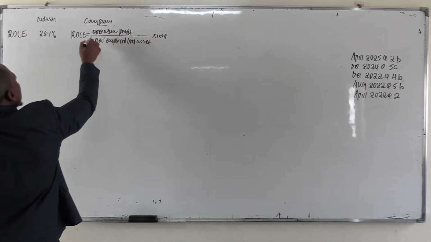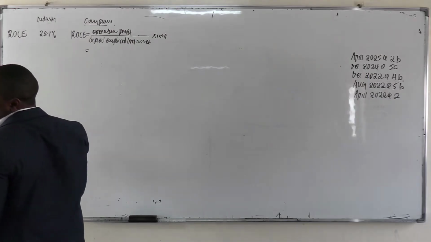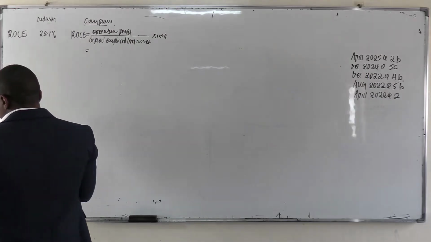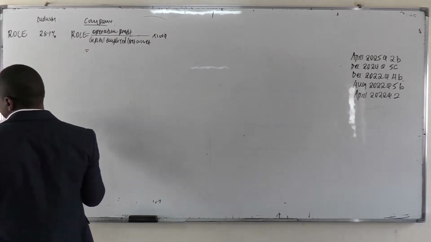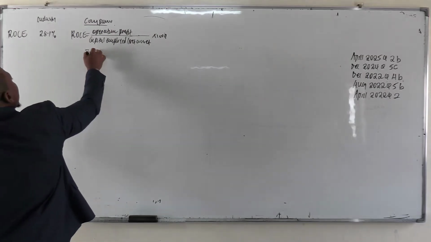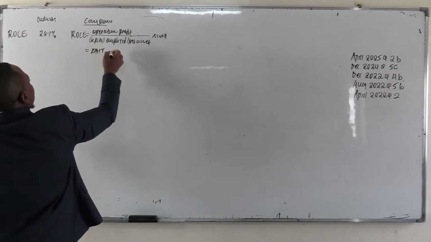For example, in this case, you take the operating profit. You get it from the income statement. From my income statement, can you see the operating profit? How much is the operating profit? The operating profit is 900. Operating profit is the earnings before interest and tax.